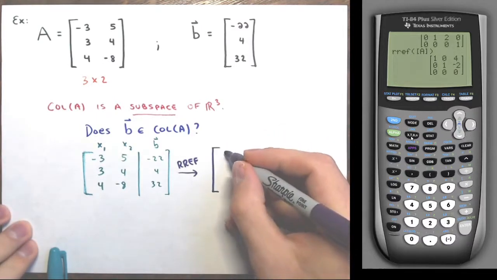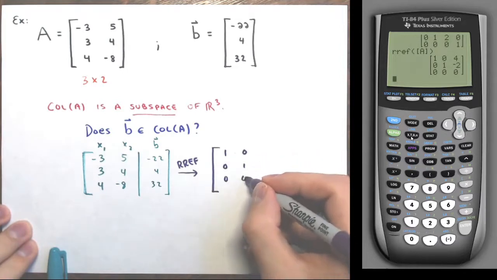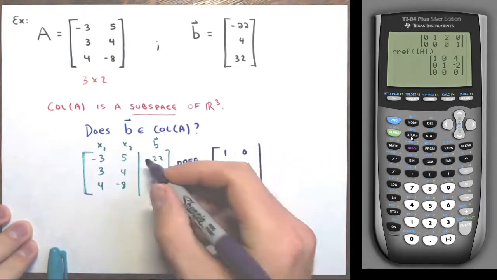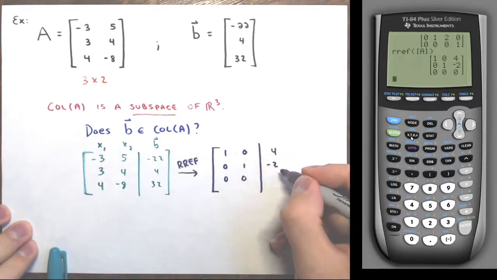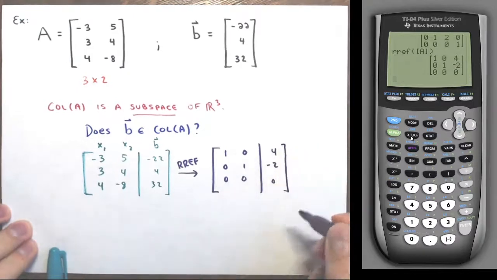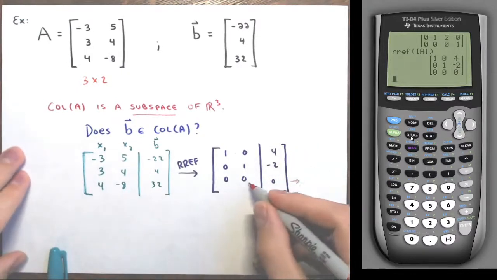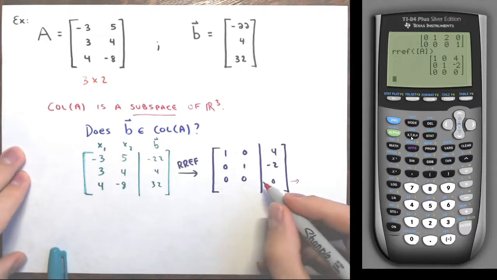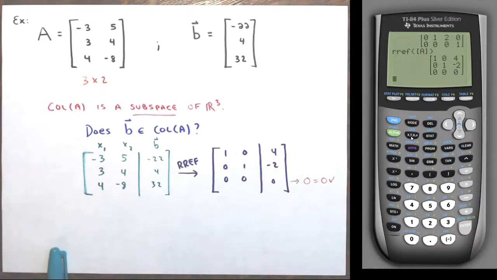So 1, 0, 0, 0, 1, 0. Bar, right? That's where the bar would be after the second column, where the equal signs are, and then 4, negative 2, 0. All right, so look at that last row. We're fine, right? This is just saying 0x1 plus 0x2 equals 0. This is just 0 equals 0. That's golden. We're totally fine.